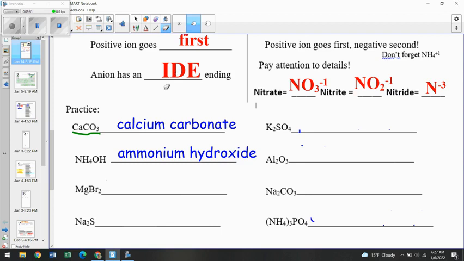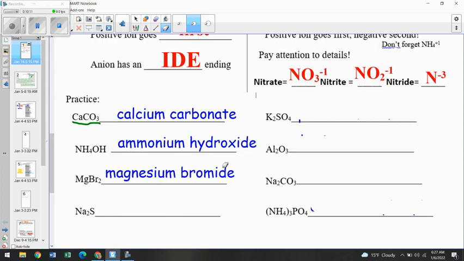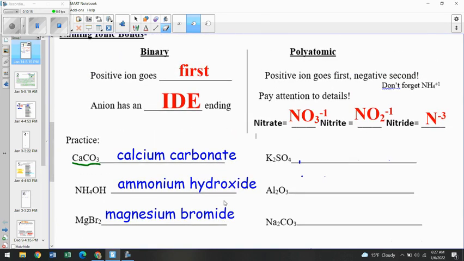This is just business as usual, binary compounds, stuff that we learned before winter break. Not a big deal. So I'm just going to go ahead and call this magnesium, because that's what Mg is. And then instead of bromine, this is just going to be called bromide. And that's that. Later on you guys could try these remaining problems here.